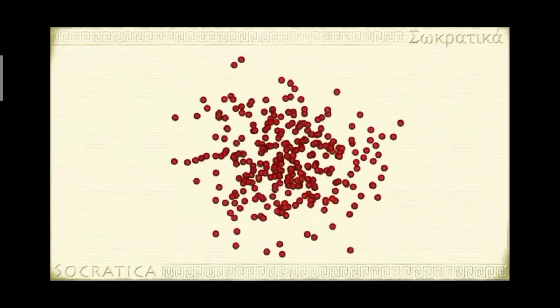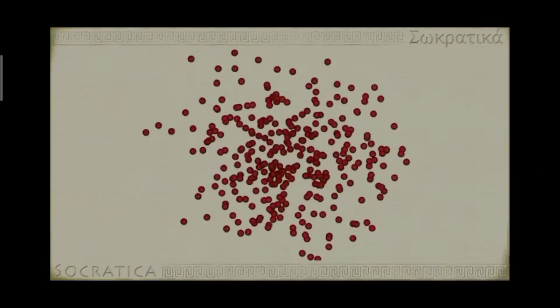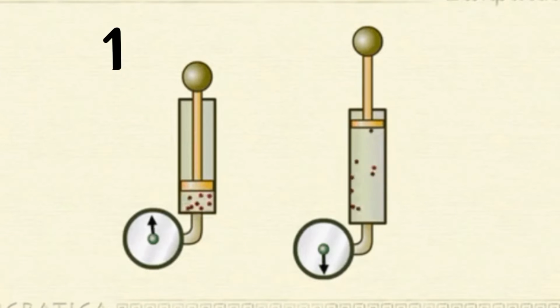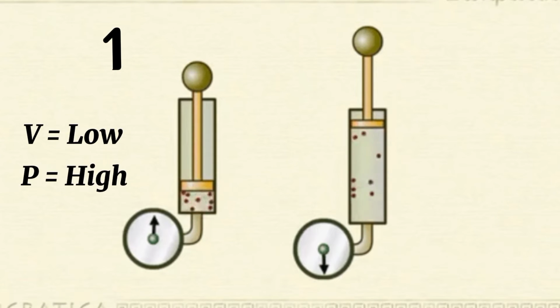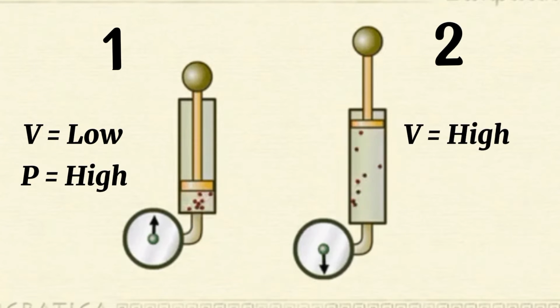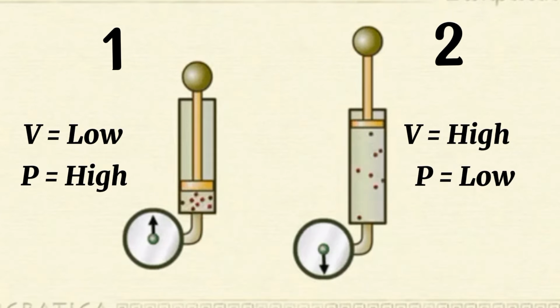Suppose we put this air in a hard container. In tube 1, we see that the air compresses, resulting in low volume and high pressure. Tube 2 has a bigger container, resulting in a high volume and low pressure of gas.